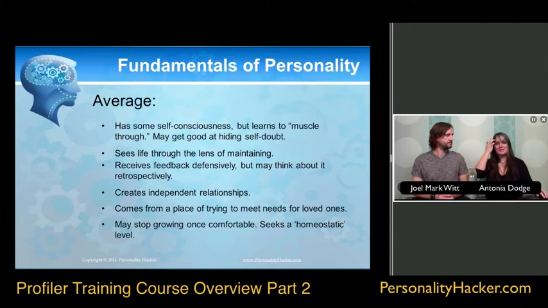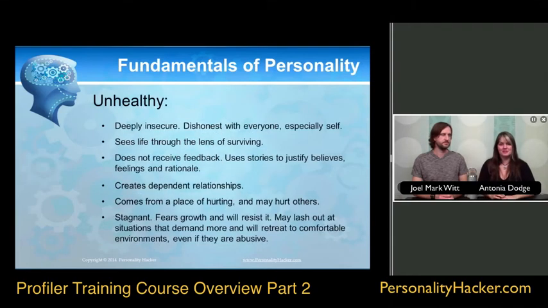Now let's talk about the unhealthy versions of each of these functions. Unhealthy people are generally deeply insecure and they're dishonest with everyone, especially themselves, right? The whole cognitive dissonance thing comes into play, and each of the functions themselves can be deeply insecure. You can watch somebody's insecurity manifest through their driver or through their co-pilot, and in particular through their 10-year-old. You can really see that coming up. They see life through the lens of surviving. It's just about getting through the day and getting to the next day.